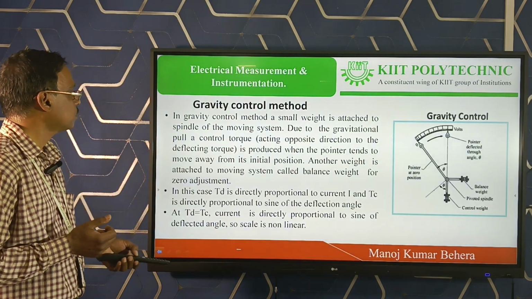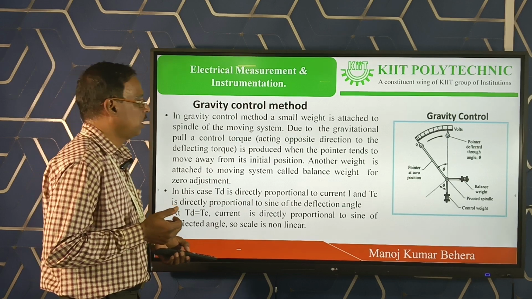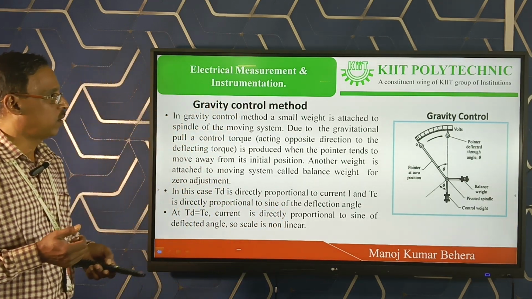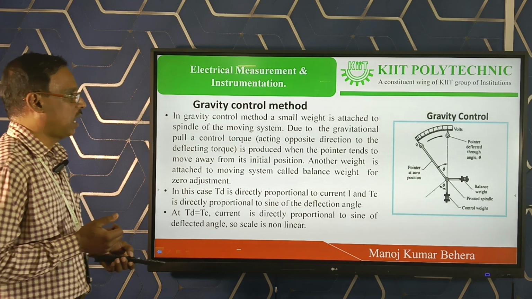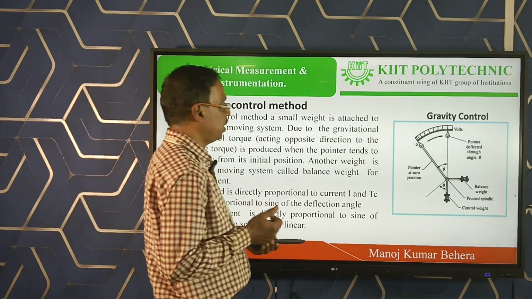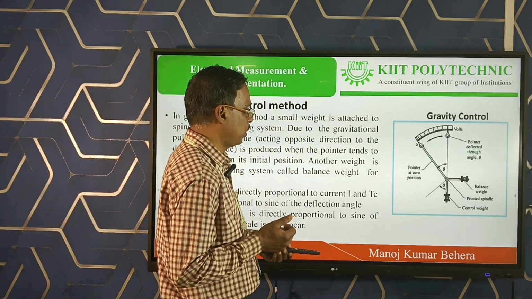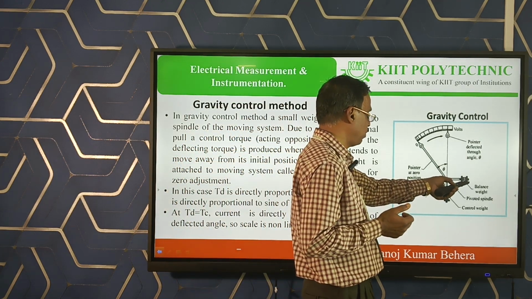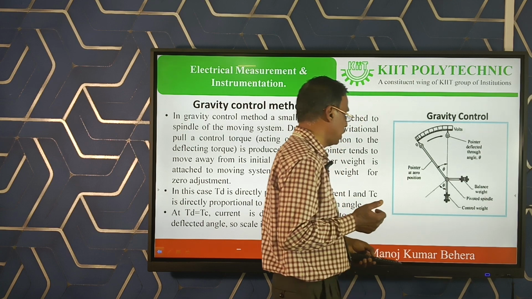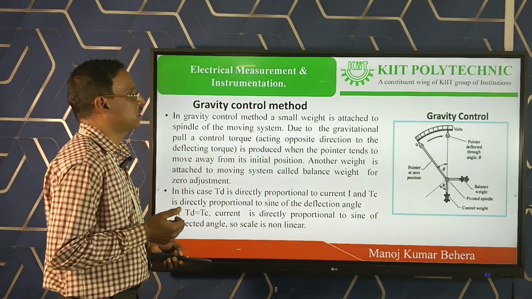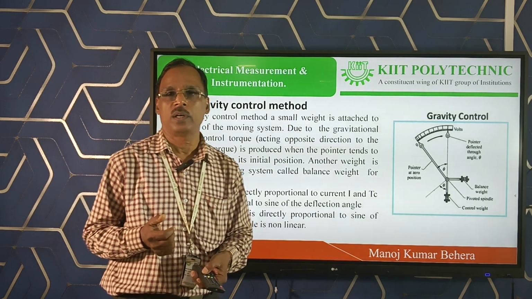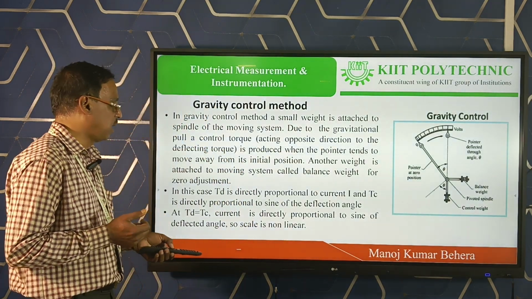Next one is gravity control. In a gravity control instrument, a small weight is attached, called the control weight. Due to the action of gravity, the pointer comes to the initial position from the final position. We can also provide another weight to balance the pointer, called the balance weight. But the demerits of this gravity control instrument are that we have to keep the instrument in vertical position, and the scale is non-linear.